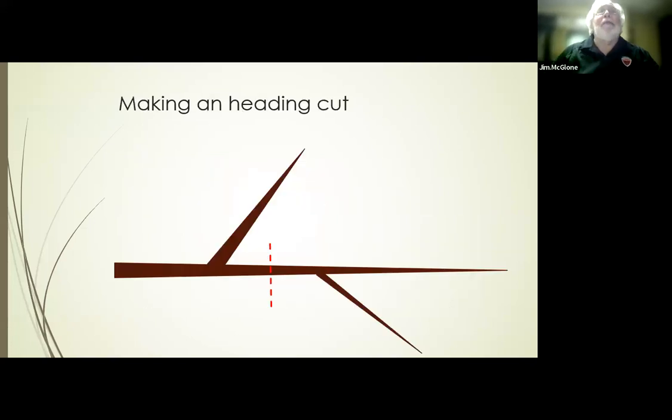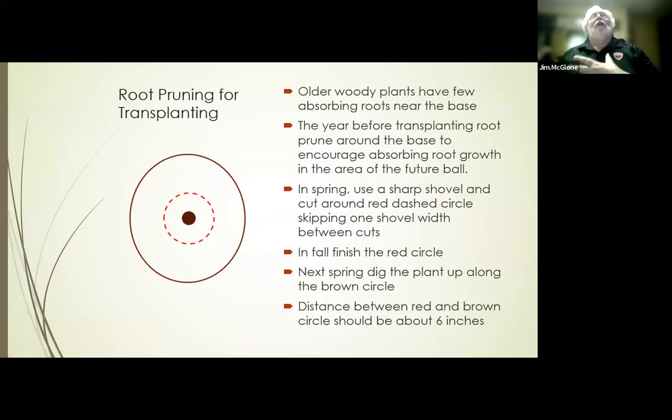And this is what I mean by a heading cut. So here you have a node, here you have a node, and we're making the cut between the nodes. In the past, if we wanted to shorten this branch, we'd come down here and we'd make a reduction cut. Now we're cutting here. And what that's going to do is release a lot of buds in here that are going to create sprouts. And we can actually use that to our advantage, especially if we're talking about transplanting larger things.